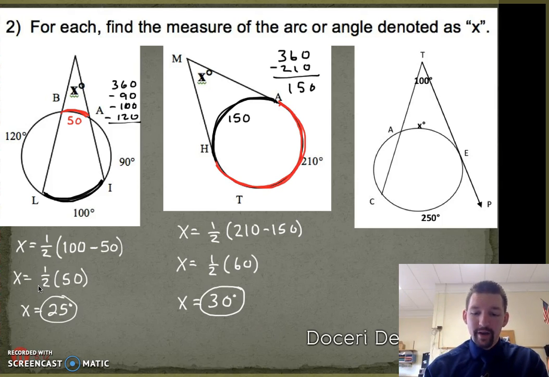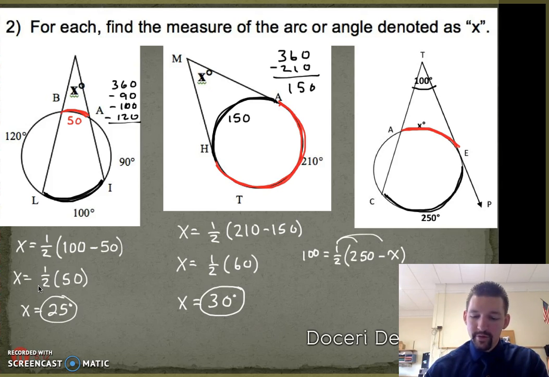The final problem is a little more complicated only because we are looking for our small arc measure here. And they give us the big arc measure and the angle. So using our formula, we can say that 100, which is our angle measure, equals 1/2 the big arc, which is 250, minus our small arc, which is going to be x.